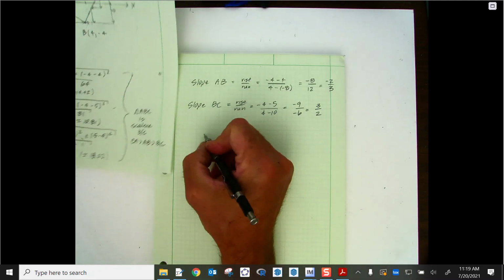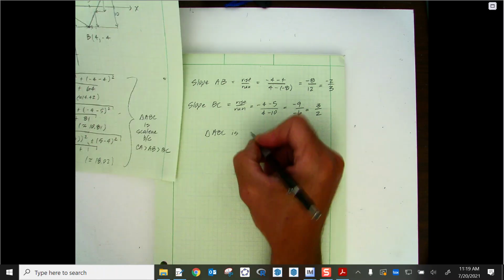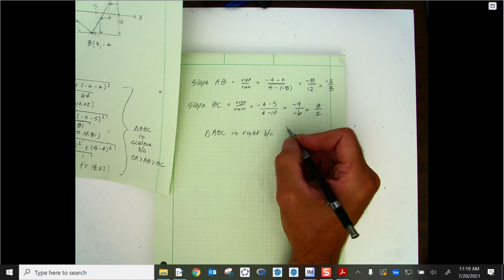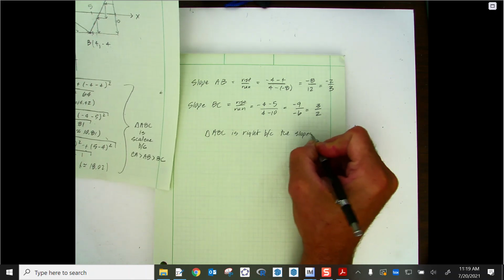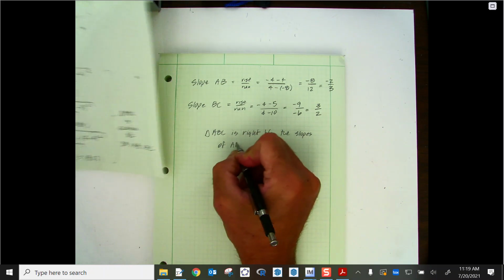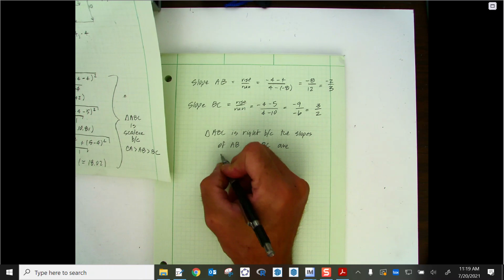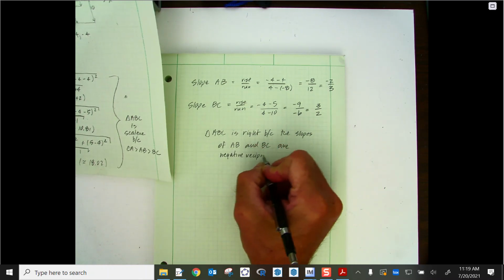So triangle ABC is right because the slopes of AB and BC are negative reciprocals.